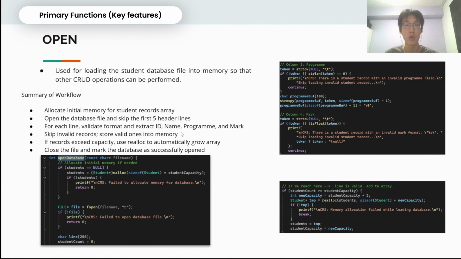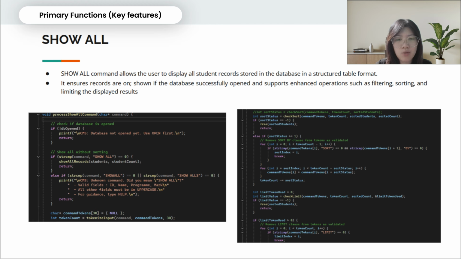When the user enters show all, the system first checks that the database is open and checks the command syntax. The program then checks for any extra tokens beyond show and all. Since show all also supports additional clauses, any leftover tokens that are not cleared will result in an invalid command message to the user. Before printing, the program scans all the students' records to determine the longest value for each field so the table columns can dynamically adjust. Each record is then printed in a formatted table.